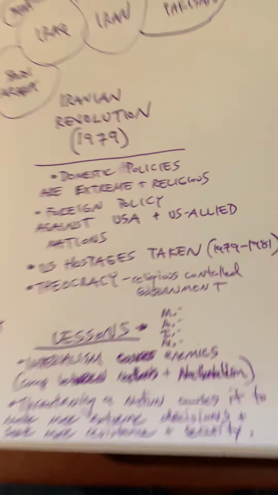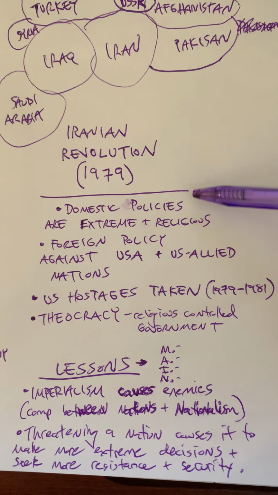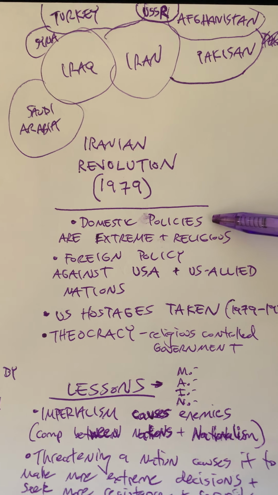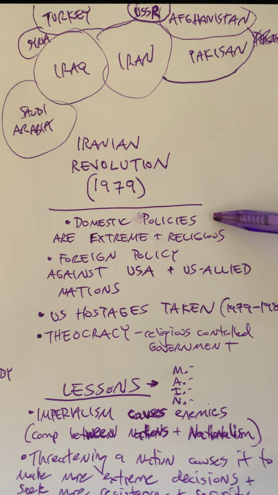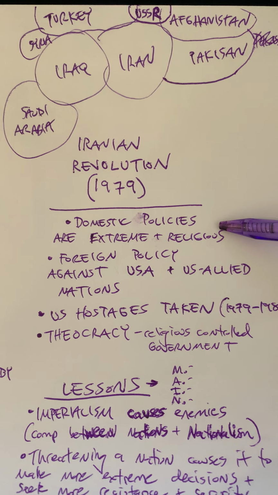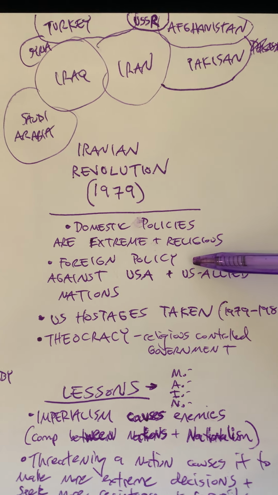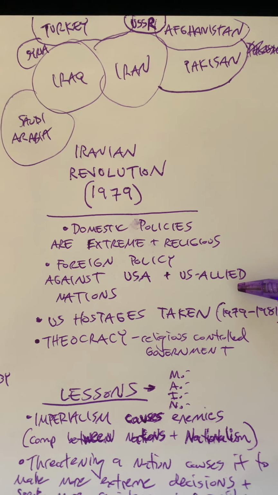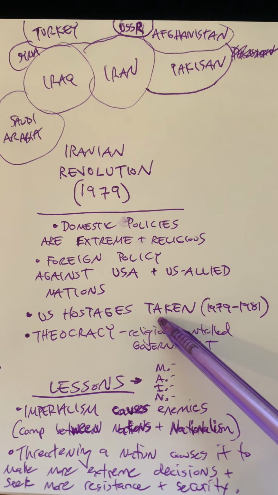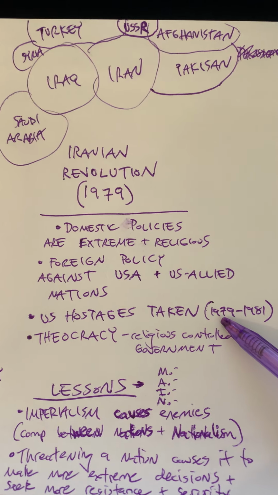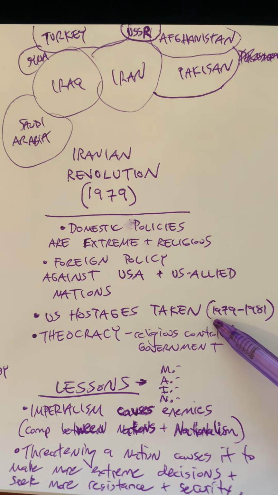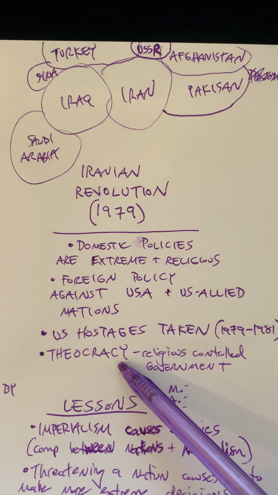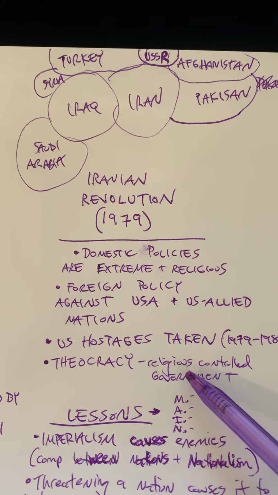In the middle, I've got the Iranian Revolution, which happened in 1979, and as a result of this revolution, the domestic policies became extreme and religious inside Iran. Iran's foreign policy was against the USA and U.S.-allied nations. Iran took hostages, U.S. American citizens who were in the embassy, from 1979 to 1981. And they developed a theocracy, or a theocracy is a government that's controlled by religion.